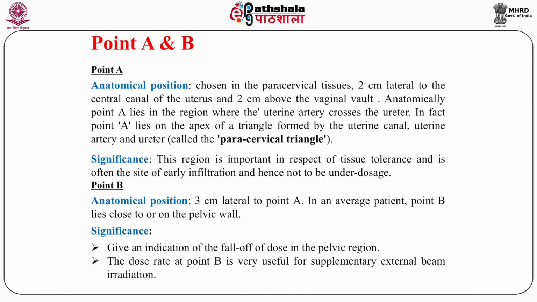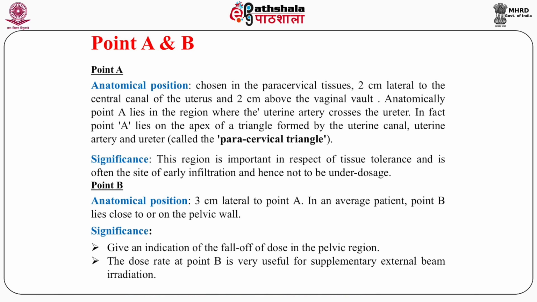Dose to the tumor is decided by the capacity of the surrounding tissues. The significance here of point A is that this region is important in respect of tissue tolerance and is often the site of early infiltration, and hence is not to be underdosed.